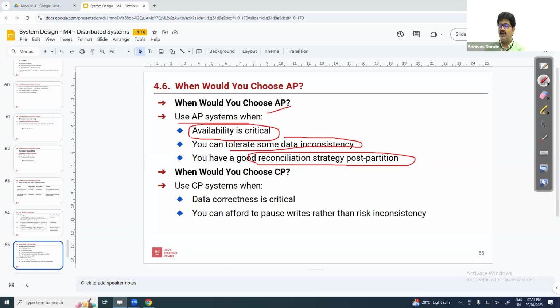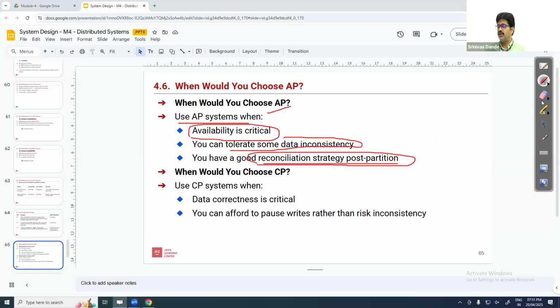What is the meaning of this? Reconciliation strategies post partition means, suppose in our sample use case the network problem between A and B is rectified. When rectified, you reconcile the data. Reconcile means you start replicating the A value to B again. Reconciliation done, whatever was missing, correct the data. Currently, if I provide inconsistent data to the user, also no problem. Later, I'll rectify it. If you are okay with that and availability is critical, go for AP systems.